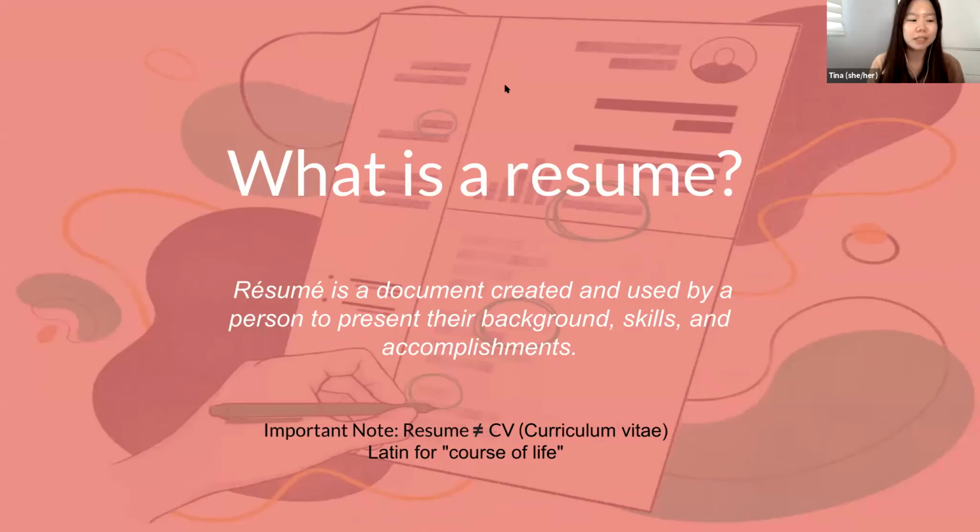So what is a resume? A resume is a document created and used by a person to present their background, skills, and accomplishments. An important note is that a resume is not the same as a CV, which is curriculum vitae, I believe, Latin for course of life. A CV is more for, let's say, a research position, where you write all of your publications and research, while a resume is typically just 1 or maximum 2 pages, and should only cater to the position you're applying for.